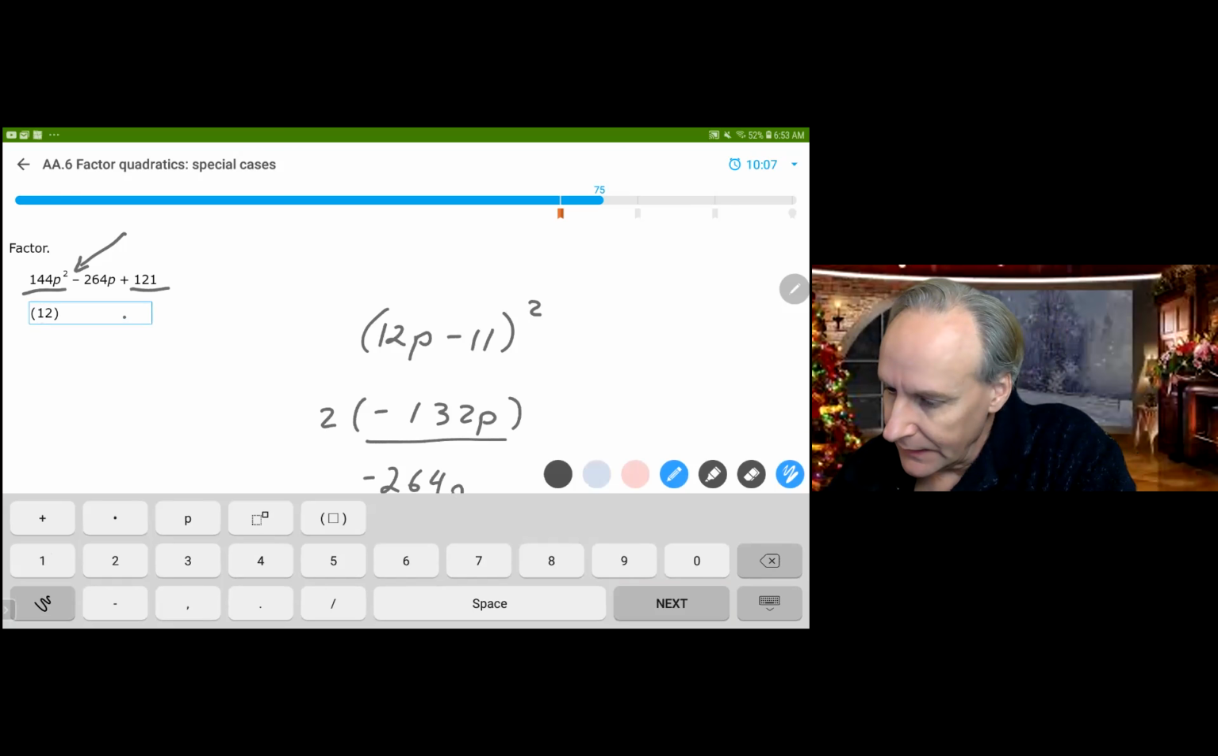So we've got 12p minus 11, and it's being squared.